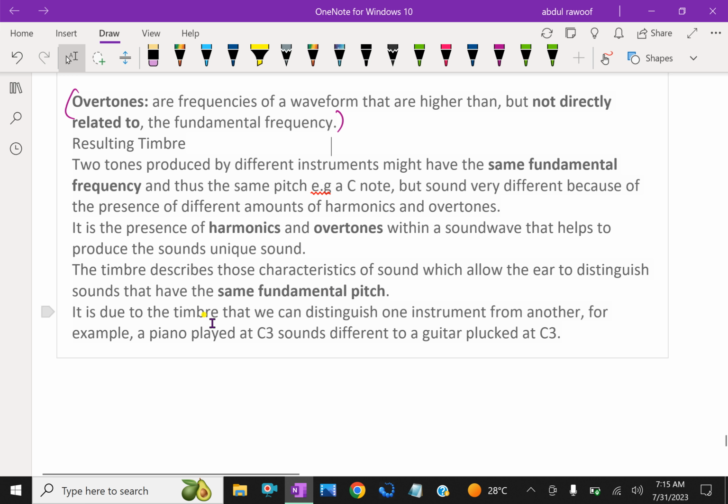The timbre describes those characteristics of sound which allow the ear to distinguish sounds that have the same fundamental pitch. It is due to the timbre that we can distinguish one instrument from another. For example, a piano played at C3 sounds different to a guitar plucked at C3. That means both are the same C3, but they have different sounds.